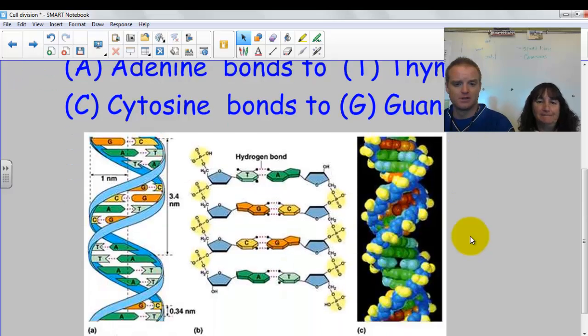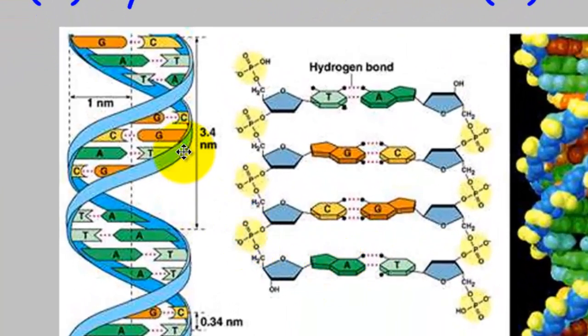Down here we have a picture of that spiraled staircase. You can see the A is always across from a T, and there's a C and a G. It always follows that rule. If we were to unwind it, it looks more like a ladder. These are the sugars and these are the phosphates, and there are the all-important bonds between them.